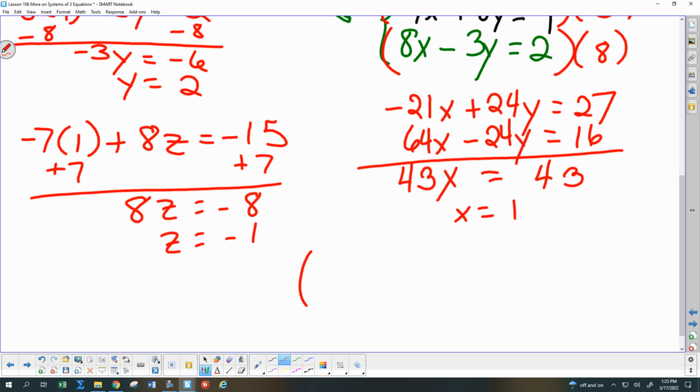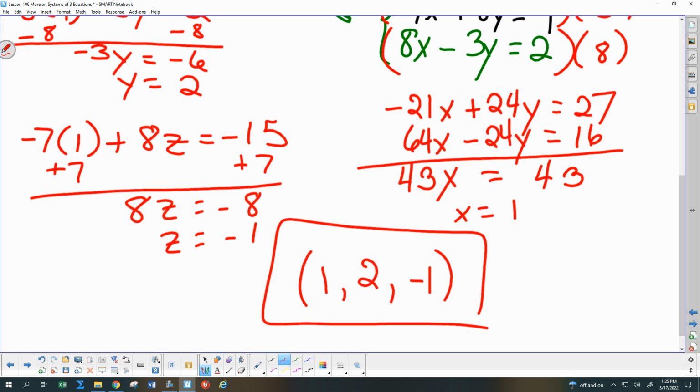Need to write it as a triple. So let's see, x. Where do I have x? It's over there. X was 1. And let me find my y. Up there was 2. And finally, my z was negative 1. So there is my answer written as a triple. Anybody with a question on that?